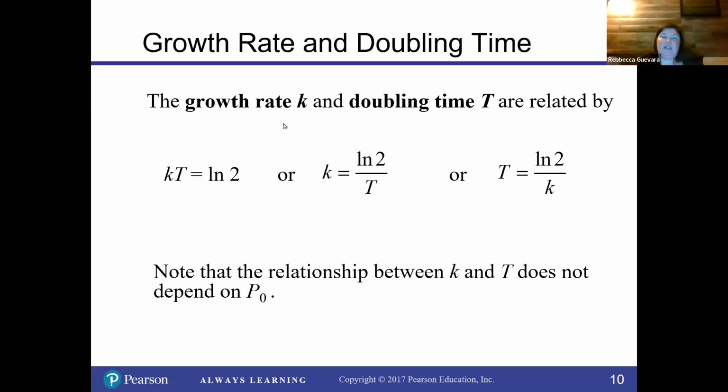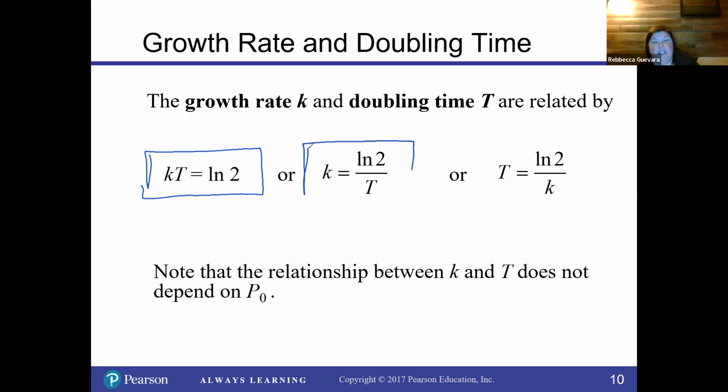So, growth rate and doubling time. The growth rate K and the doubling time T are related by the following. We saw this quite a few times. Essentially, every time I was trying to solve for my doubling time, I had a natural log of 2, and it was always equal to your interest rate times the time T. So we know this is true.